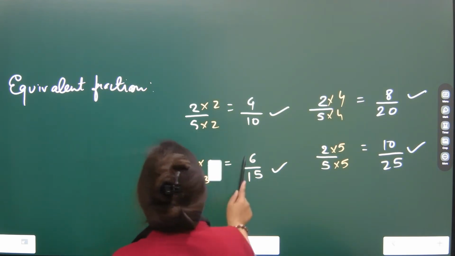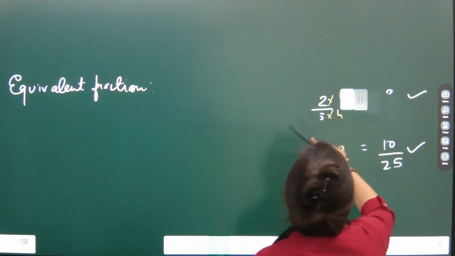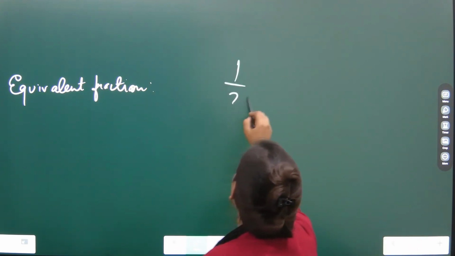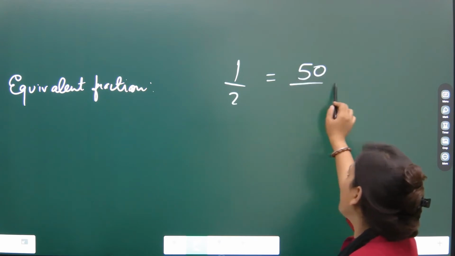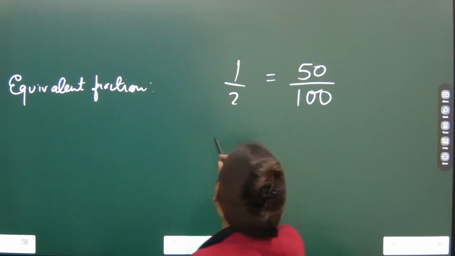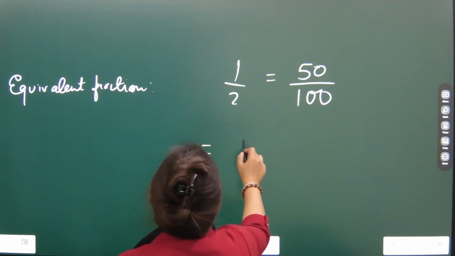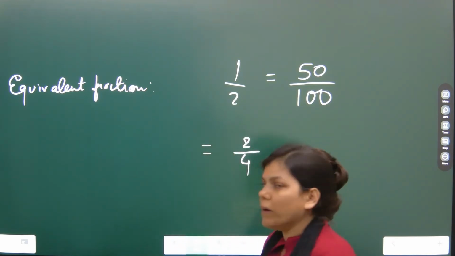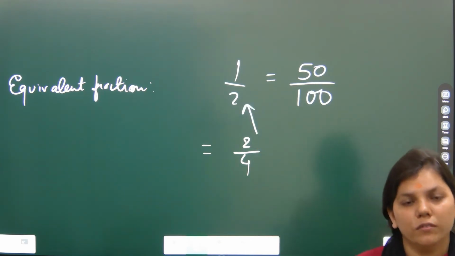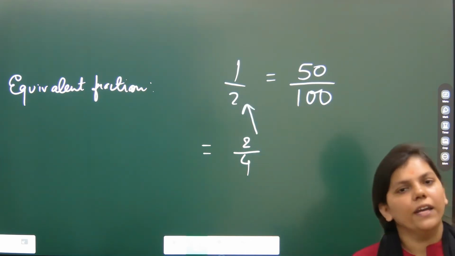In more simpler language, I can say that, okay, let us say 1/2. So this is equal to 50/100. Yes or no? 1/2. Then 2/4 is also equal to 1/2. Yes or no? So these are called equivalent fractions.